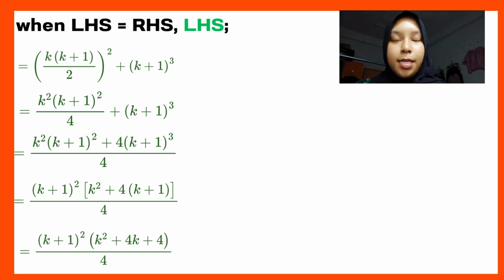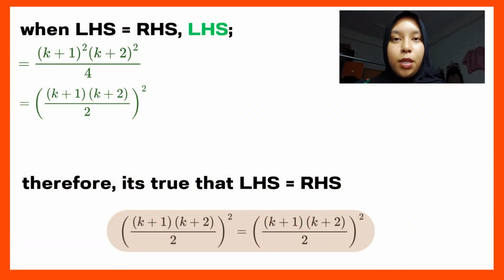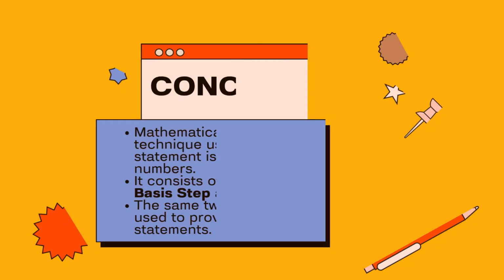When we substitute with P(k), it will be k multiplied by k plus 1, divided by 2, to the power of 2, plus k plus 1 cubed. Then we simplify, factorize the common factor k plus 1 squared, and finally obtain the result.